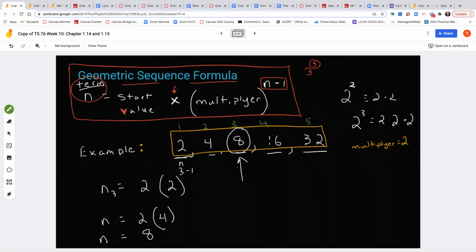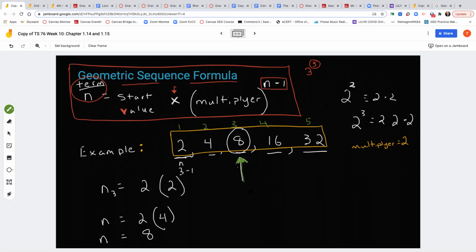Now, in my example, that's why I have this arrow here. Let's say that I didn't know what the third term was, and they said, use the geometric sequence formula to find the third term in this sequence. Let's say you didn't know, because they could be asking, find the 30th term in the sequence. That would take a long time to figure out all by hand.